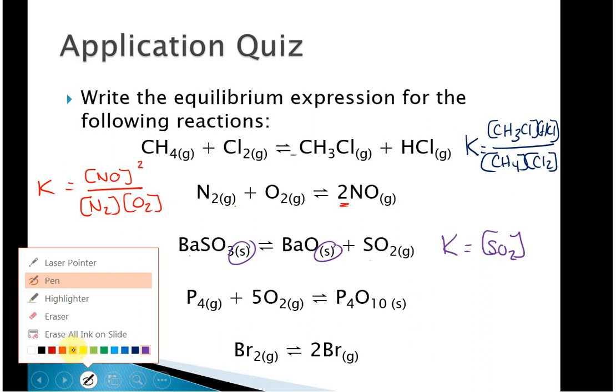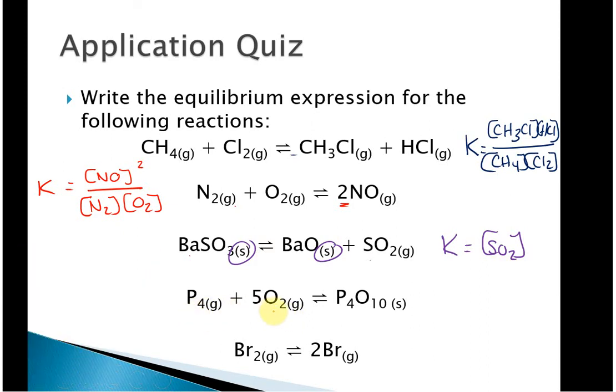Now down here, P4 reacting with 5 moles of O2 to produce P4O10. 4, 4, 5 times 2 is 10, 10 oxygens, this is balanced. Same thing, gas, gas we care about, we can't use our solid. So K is going to be equal to, well, none of our products count, so it's got to be 1 over the reactants. So it's going to be P4 times the concentration of O2 squared. I'm sorry, to the fifth. I'm really sorry, guys.